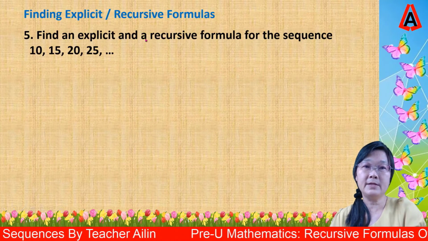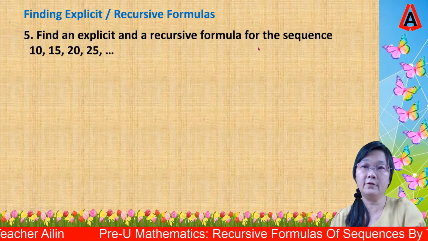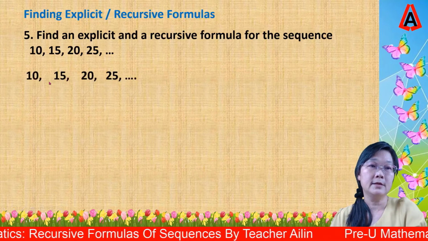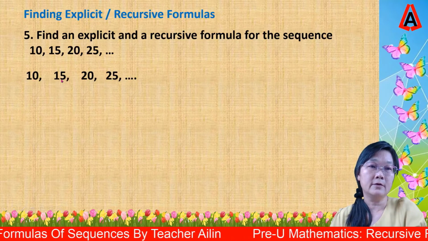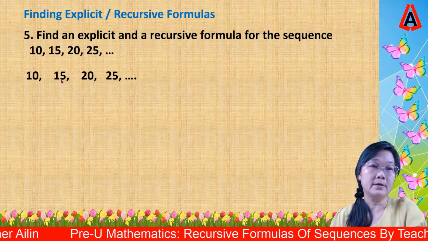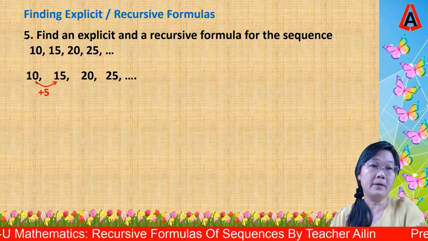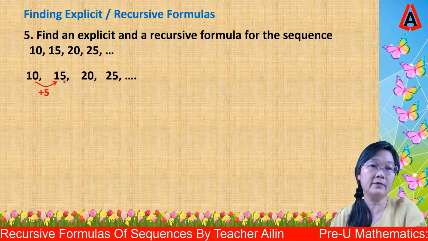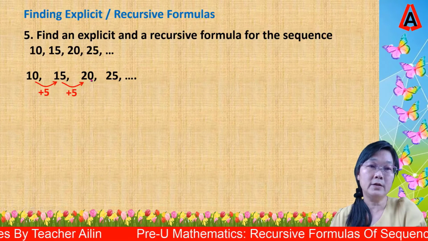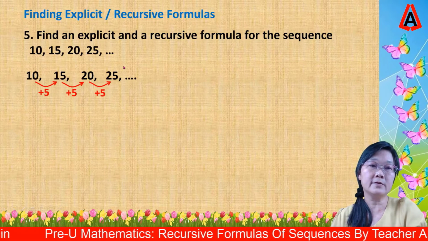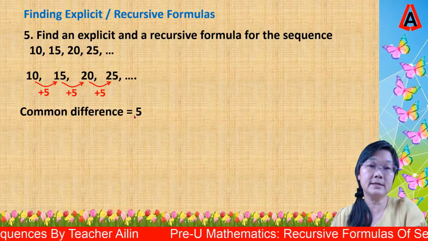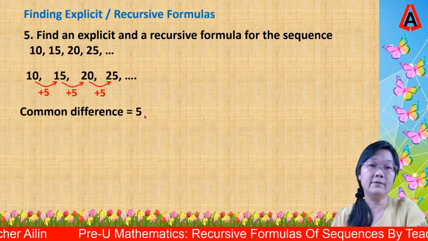Find an explicit and a recursive formula for the sequence given here. When we look at the sequence, the first term is 10, then 15, 20, and 25. From 10 becomes 15, we plus 5. 10 plus 5 is 15. Same thing, 15 plus 5 becomes 20. Then 20 plus 5 becomes 25. So here we can see that it is an AP. So the common difference is 5.